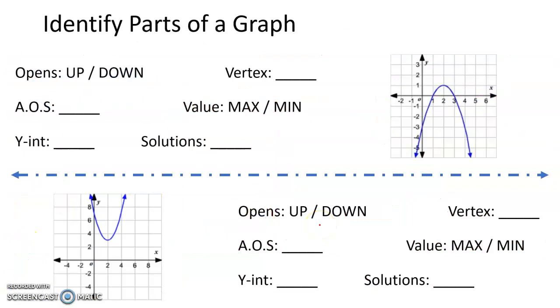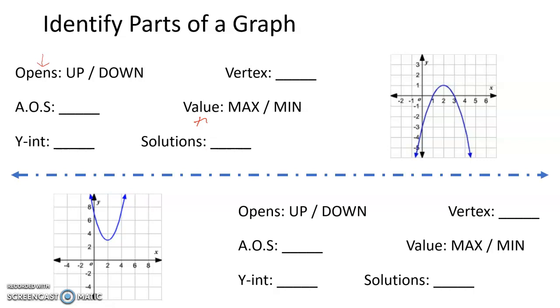Alrighty, so now let's work through some examples here. So we'll start with looking at the graphs. We're trying to identify all these. These are all the parts we usually want. We want to see if it opens up or down, the value, which means does it have a max or a min value. We want to see what the vertex is, axis of symmetry, y-intercept, solutions. We want to see all those things, okay? Well, let's go through it.